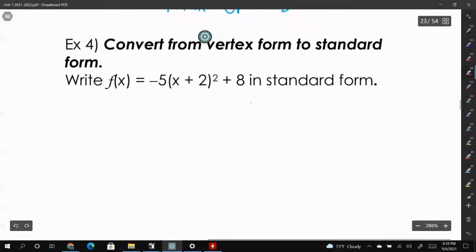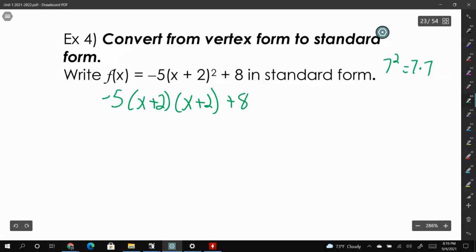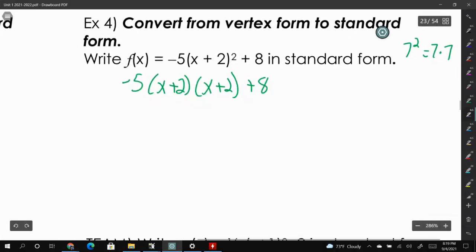Over here, there is a trap that a lot of students fall into. You do not distribute this square to both things. You don't say x squared plus 2 squared or x squared plus 4. What (x plus 2) squared means is that it's x plus 2 times x plus 2. Like if I had 7 squared, that is 7 times 7. So when I have (x plus 2) squared, that is really (x plus 2) times (x plus 2), and you would multiply it the same way we did the previous problem.